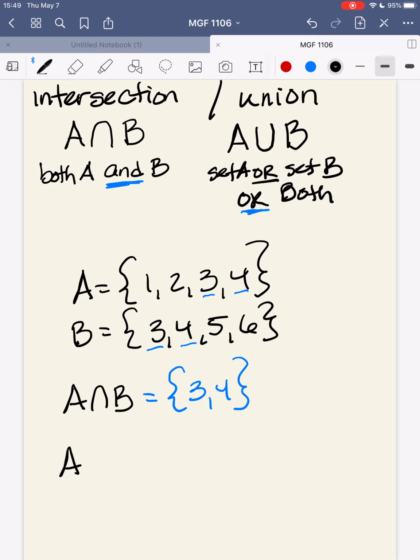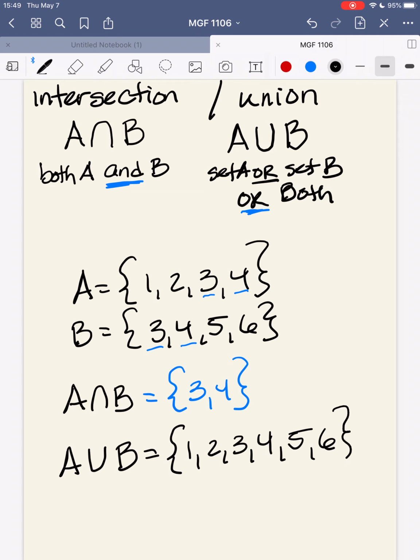If I want A union B, or A or B, right, these are elements that are in set A, in set B, or both, okay? So in this case, my union is going to be 1, 2, 3, 4, 5, and 6. I didn't have any extra elements that were just sitting out in the universe, okay? So it's really important that you not only know the symbols and what they mean, but also the wording behind it, because you're going to need that as we get more and more things going.